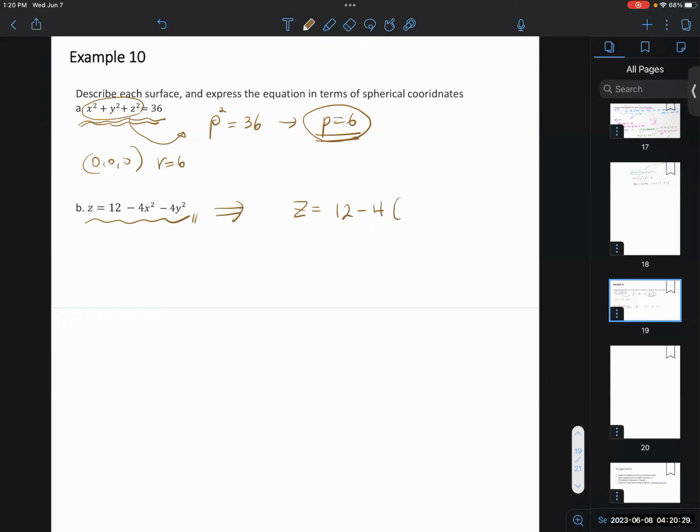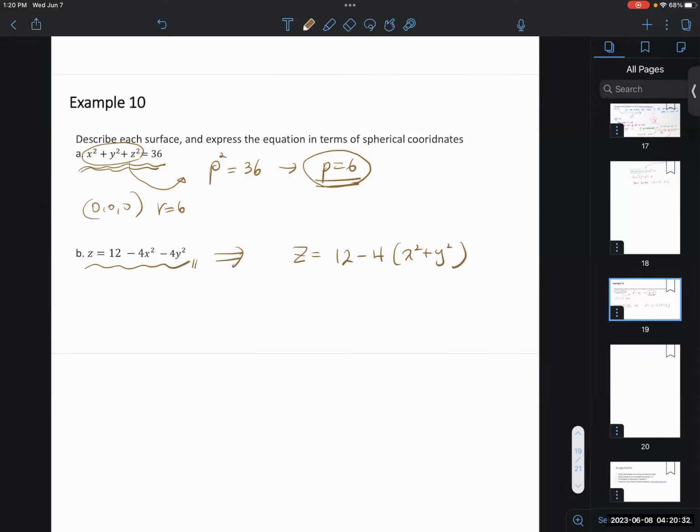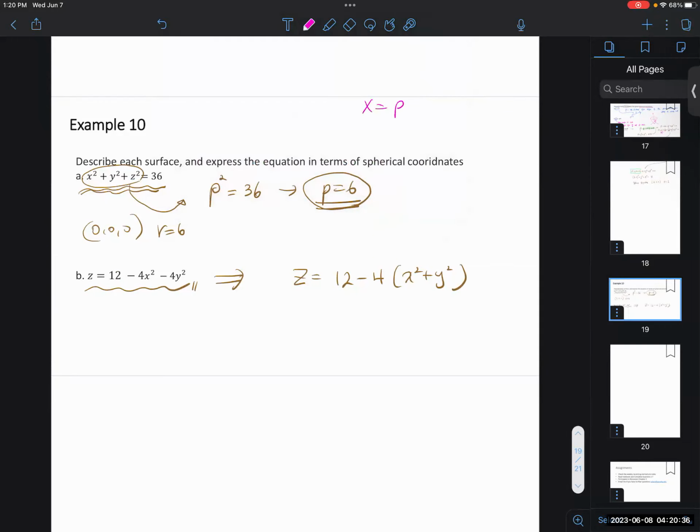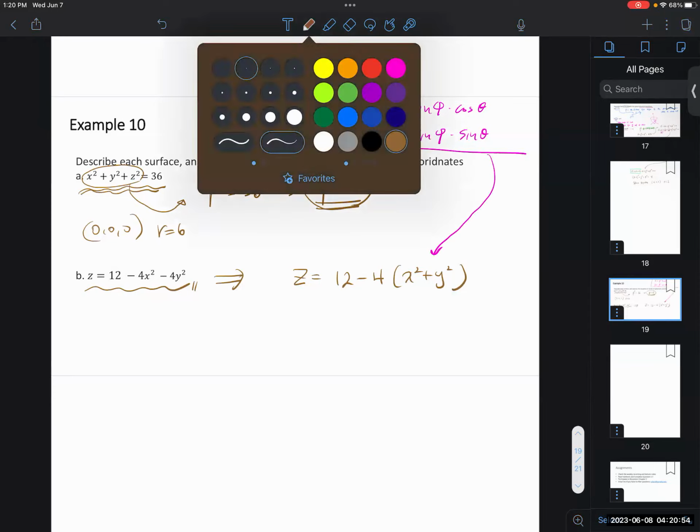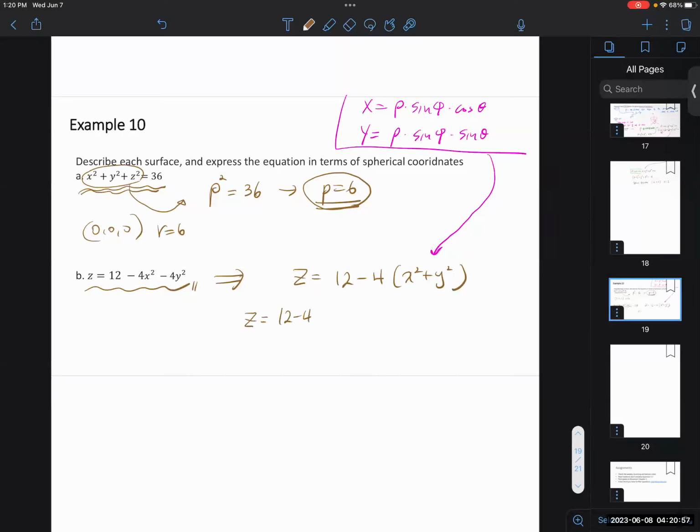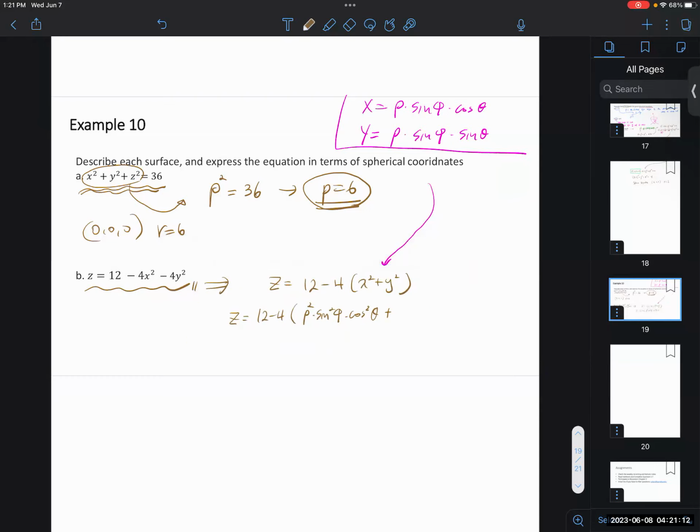I can factor out negative 4, so x squared plus y squared. And then if you remember, we know x is p times sine phi times cosine theta. Y is p times sine phi sine theta. We know this equation, so you can convert it to here. Then what are you going to get? Z equal to 12 minus 4. X squared is p squared sine squared phi cosine squared theta plus y squared means p squared sine squared phi sine squared theta.